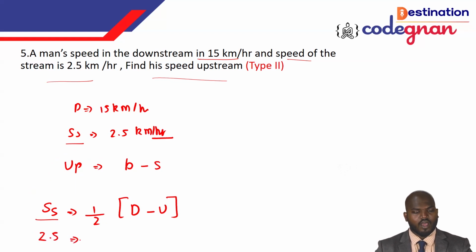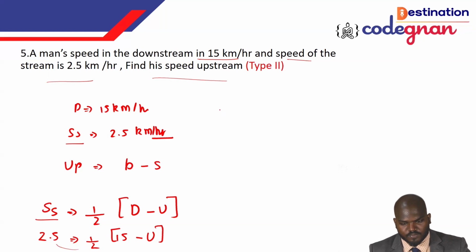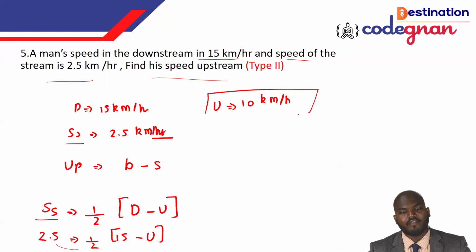So the speed of stream they have given here is 2.5 km per hour, equal to 1 by 2. You see this one, D we can call as 15 here, right? And then you have the minus U. So guys, if you work this out, it will give you 5. So the upstream speed is 10 km per hour.